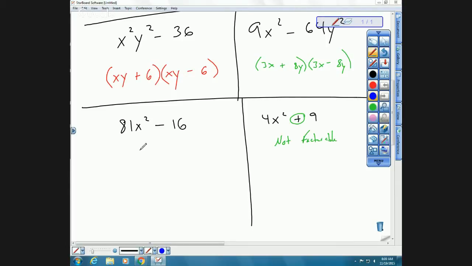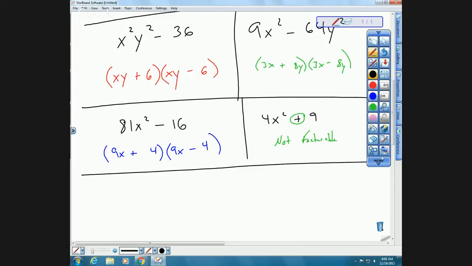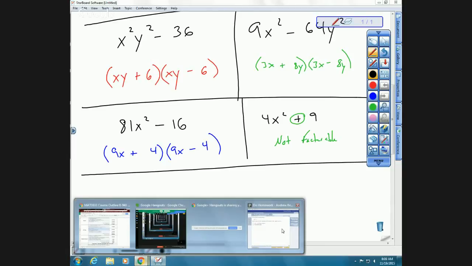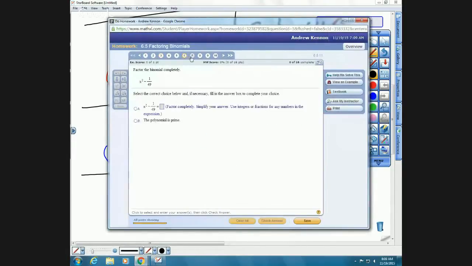So when I go to this one, what's this one? 9x times 9x would be 81x squared. 4 times 4 would be negative 16. And then I do a plus and a minus. I didn't do that the way I wanted it to. So that one works just fine. Let me go get those numbers that I want. Oh, I know what I did wrong.